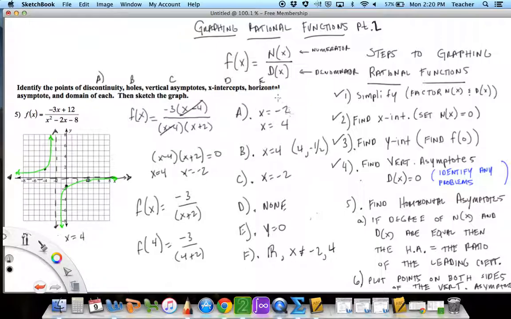You'll notice that there's a lot of overlap here. For example, discontinuous at these particular points. Then you'll notice that the domain includes all real numbers except where it is discontinuous. That's not necessarily a coincidence. That is why we say that we cannot plug in negative 2 or 4.